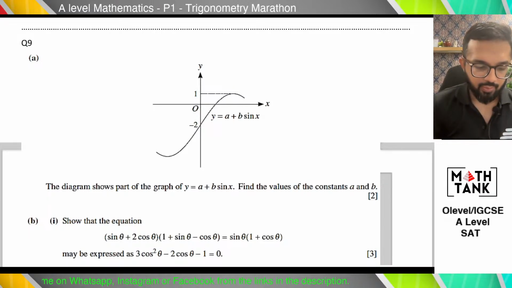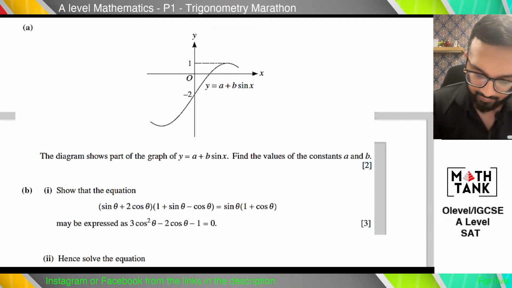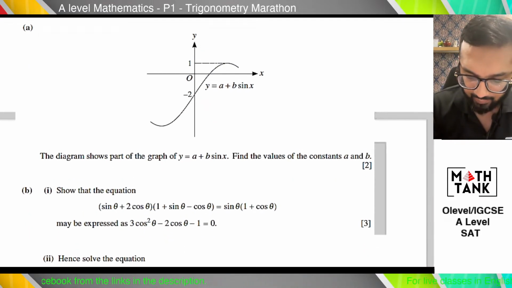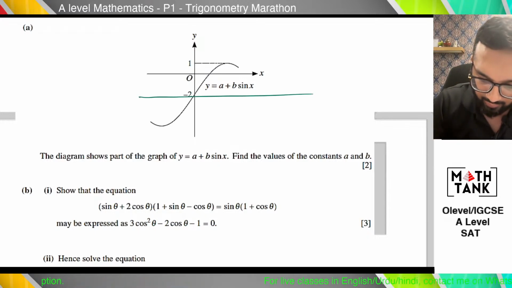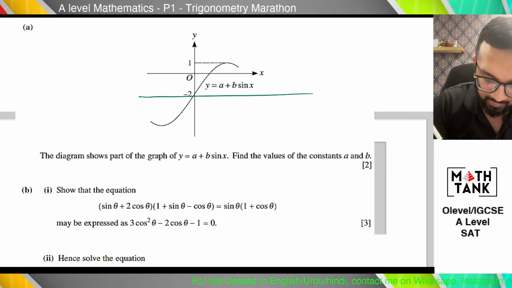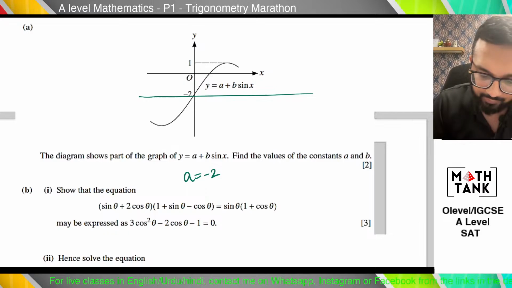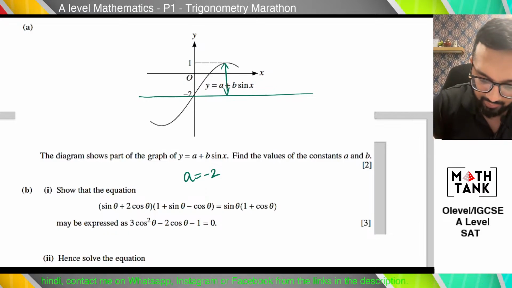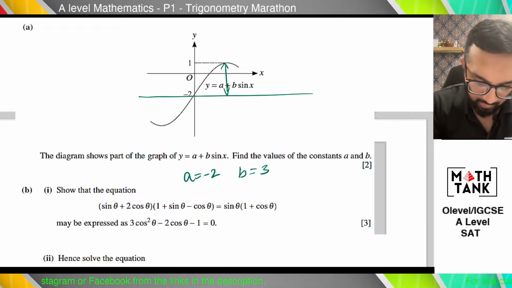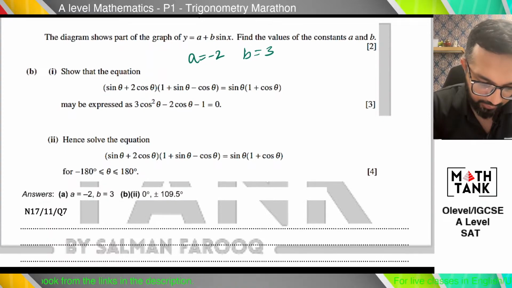Okay, let's look at question number 9. It says the diagram shows the graph of a plus b sine x. Find the values of the constants a and b. So I can see there's a false axis emerging. So that should be the value of a. A should be minus 2. Okay, and this, as I see, is the amplitude. So amplitude has to be 3. Yep, those are the right answers.